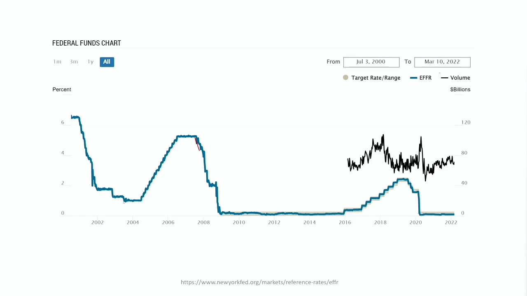And so the problem is, back here, we had rates high at the top of the market in 2000. We had rates lower but relatively high at the top in 2007. And now we have rates at 0 at the top in 2022.